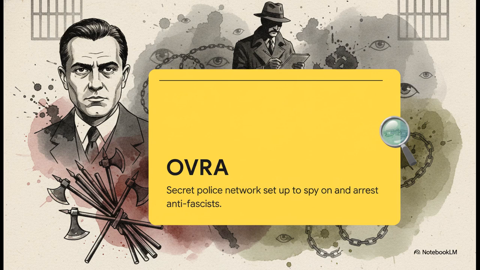In 1924, a brave politician named Giacomo Matteotti exposed how the fascists were cheating in elections, and he was tragically murdered by fascist thugs. The public was absolutely furious, but instead of backing down, Mussolini used this crisis to completely crush his rivals. He banned all other political parties and set up the OVRA. This was a terrifying secret police network designed to spy on and arrest literally anyone who spoke out against him.